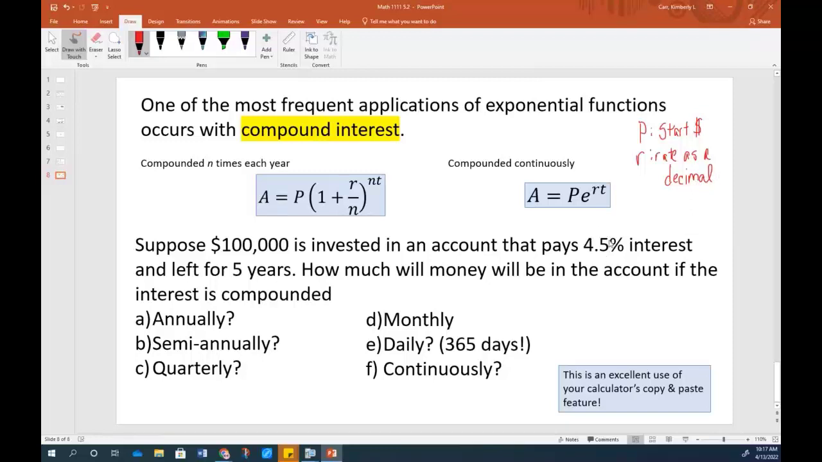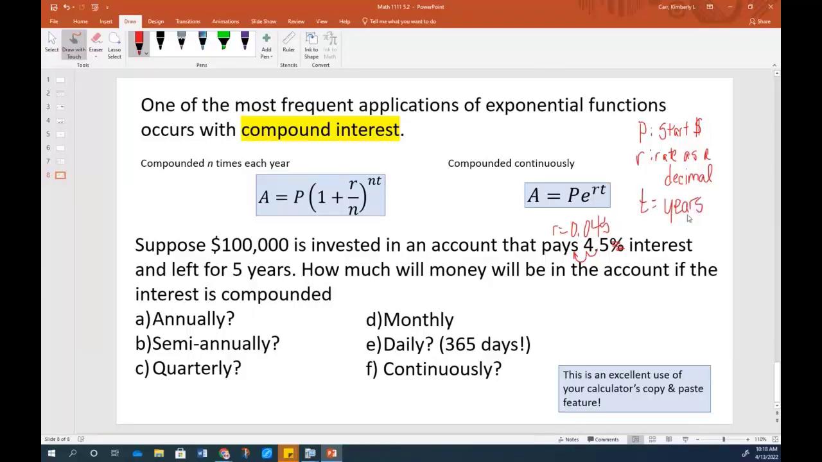So here I do see an R, but notice it's got this percent. In order for you to get it as a decimal, despite the fact that it has this decimal in it, what we're really saying is move that decimal 2 places to the left and then don't use a percentage sign, okay? So the rate here is going to be 0.045.